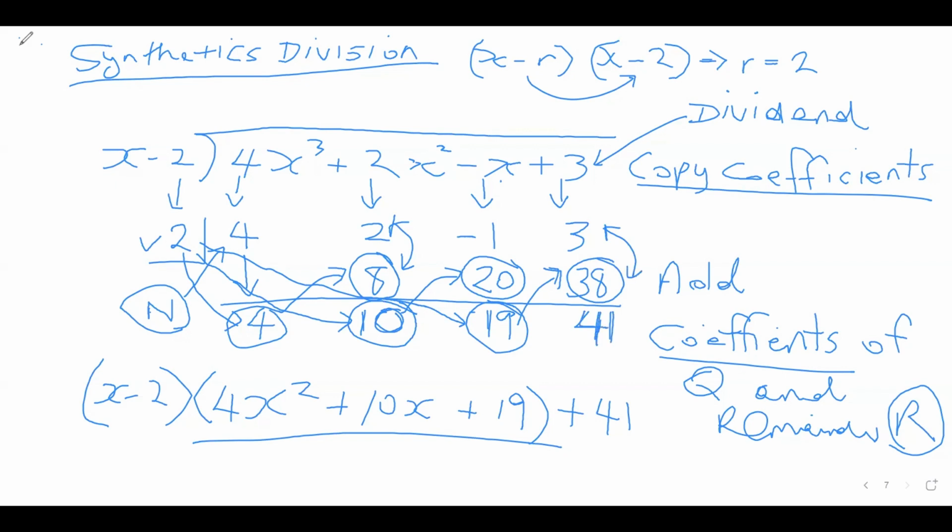So what that does is it provides all the coefficients and the constants and the remainder for the answer. So here we just need to fill in. So 4x squared plus 10x plus 19 plus 41. And 41 is the remainder. And that would be the quotient.